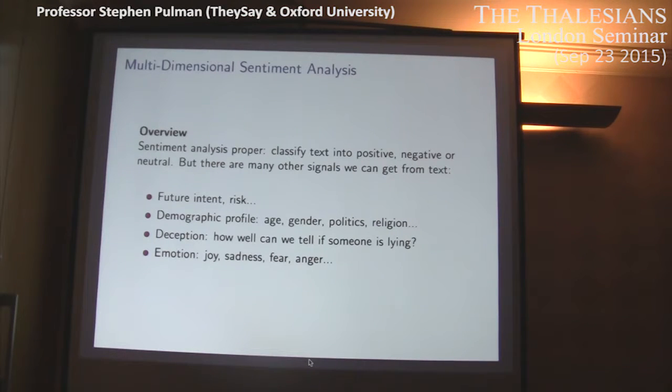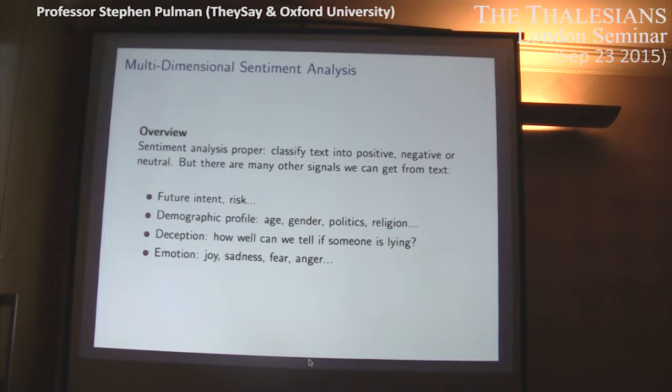Okay, so what I'm going to do now, in a pretty informal way, is give an overview of different types of what's broadly called sentiment analysis. There's sentiment analysis proper, which is the business of classifying text into positive, negative or neutral attitudes towards the things mentioned in the text, probably along a scale or with some associated probabilities. But there are a number of other signals that we can get out of text. Not perfectly, we can't do sentiment analysis perfectly either, but we're getting to the point where we can do it accurately enough that I think it's useful. So I'll talk a little bit about signals of future intent and risk.